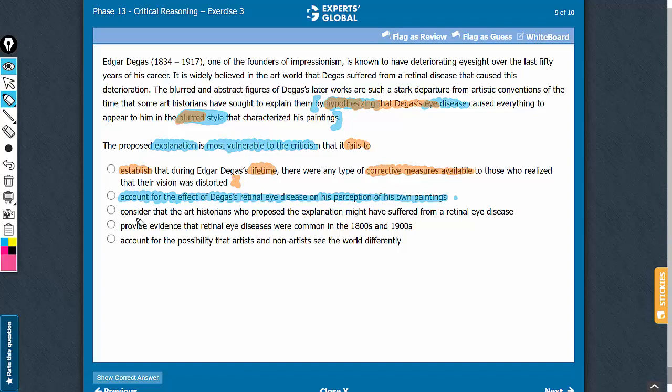Look at answer choice C here. This is an amateur answer choice. Whether the art historians that proposed the explanations were themselves suffering from such a disease has no bearing on the argument. C is a very poor answer choice. Look at answer choice D here. Whether such diseases were common is extreme detail. This is not going to have any effect on the reasoning involved in the paragraph.